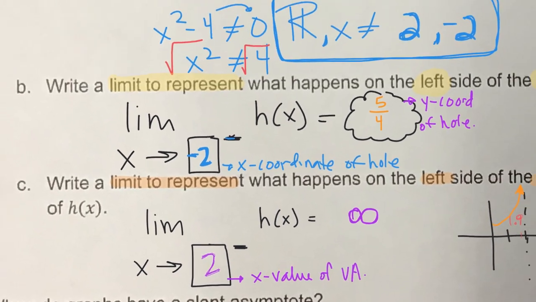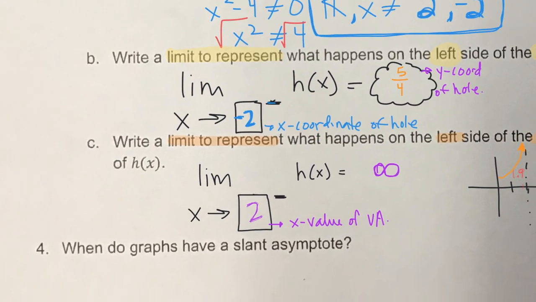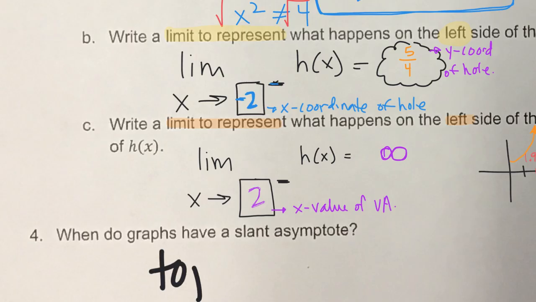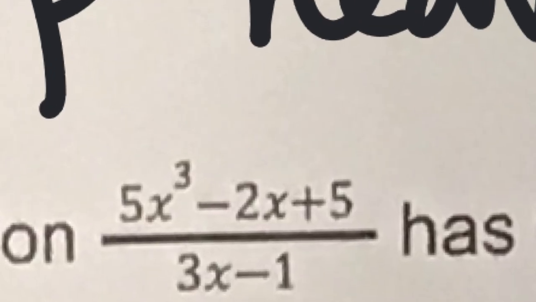So here are your two different types of limits. If this is a number as your x and a number as your y, that's a hole. And if this is a number and that's an infinity, that's a vertical asymptote. So finishing up here, what types of functions have slant asymptotes? When your equation is top heavy. A top heavy graph has a slant asymptote. So I'm going to change this to a 2 because you have one like that on your test.